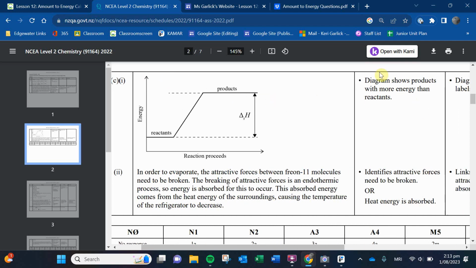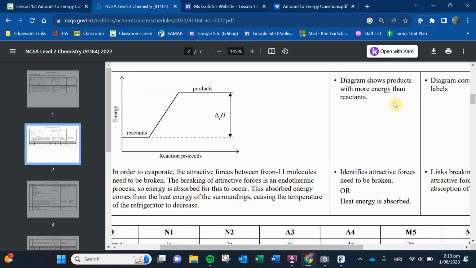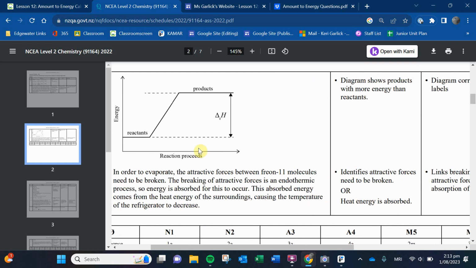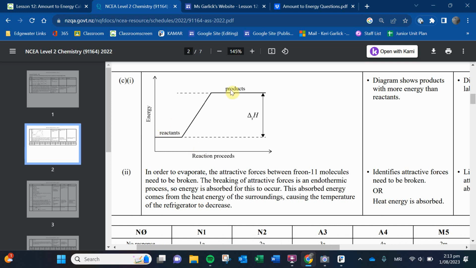So the achieved point here was if you were able to draw that diagram and show that the products have more energy than the reactants. They were actually willing to give up to a merit point for just the diagram itself, and that is making sure that you have the labels. So labeling reactants, products, and then the difference between these two is your delta H. So really easy merit point, I would say.